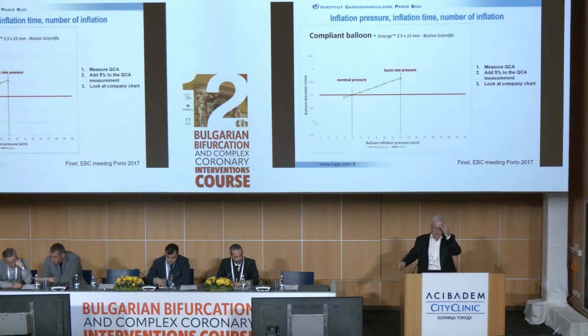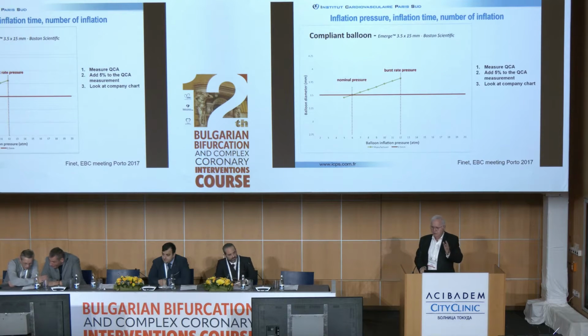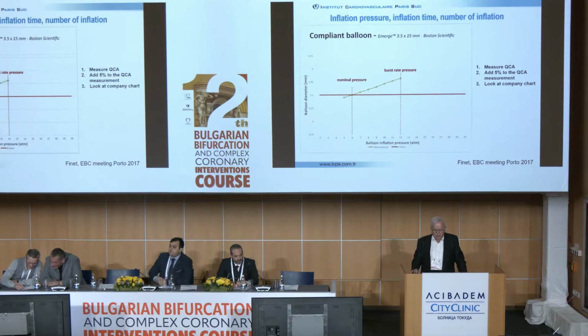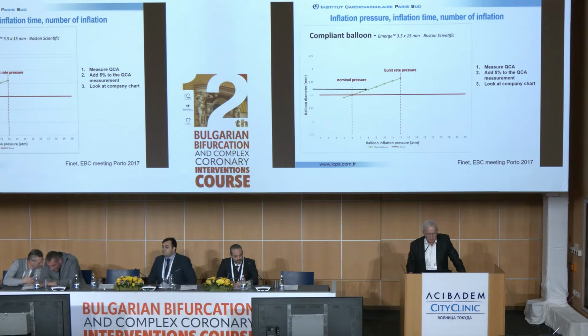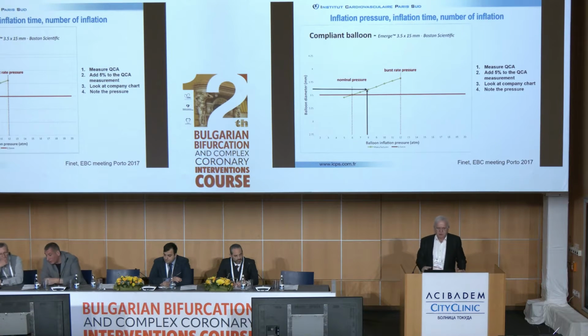After that, you have to keep in your mind how a balloon works. Here, a semi-compliant balloon. You have the pressure-diameter curve provided by the company. You have to look at the company chart for the diameter you need. You look in the chart, the diameter, which is here, you choose this one, and you have to look at what pressure to use. And after that, you know which balloon you will select, and at what pressure you will inflate.